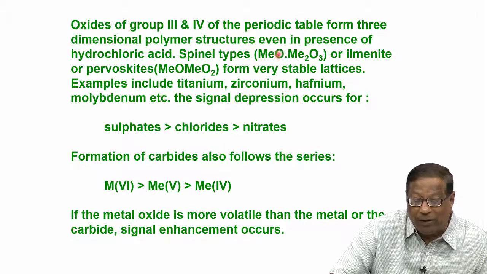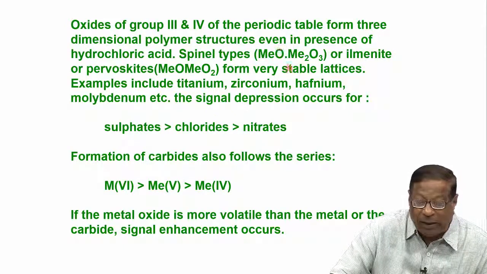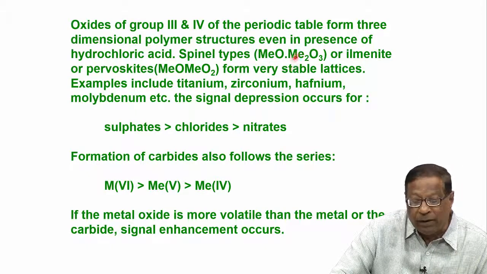Here metal oxide is 2, metal valency is 2, oxygen is 2, here it is. So, both of them are combined. This metal and this metal could be different metals or they may be the same metals, like iron FeO Fe2O3 or FeO and then Al2O3, something like this. These are called spinel types.